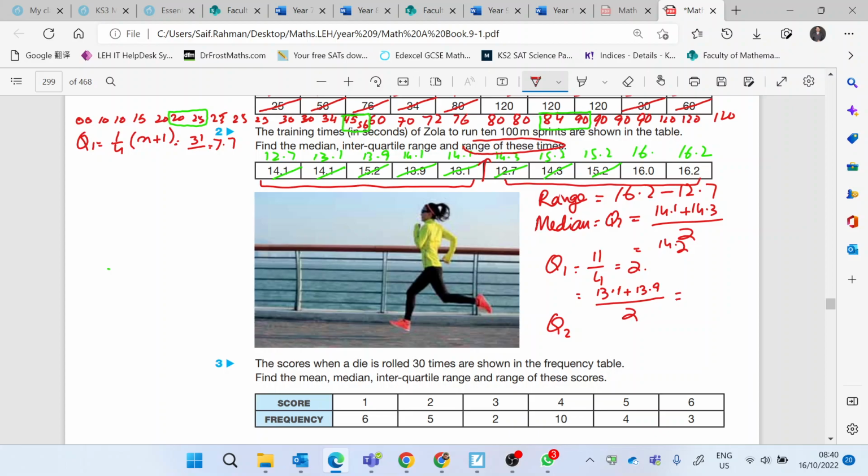And Q3 should be found in the same way. So 33 divided by 4, that should give you 8 point something. So 8th and ninth value, 1 2 3 4 5 6 7 8, 8th and ninth value. So that should give you 15.2 plus 16 divided by 2. And IQR is definitely Q3 minus Q1. So this is how you should solve this question.